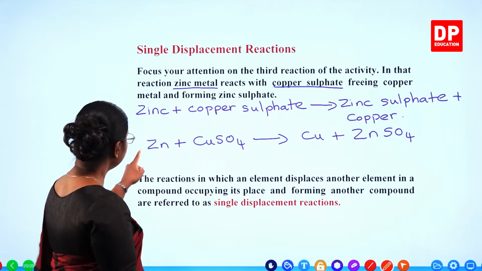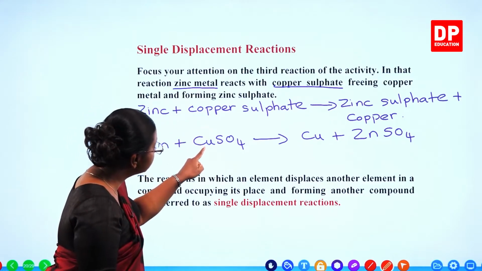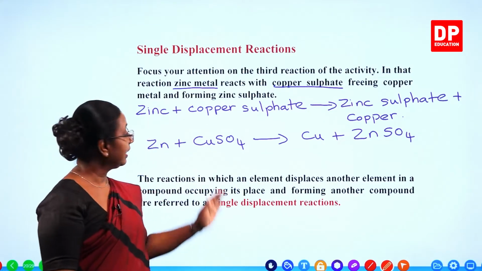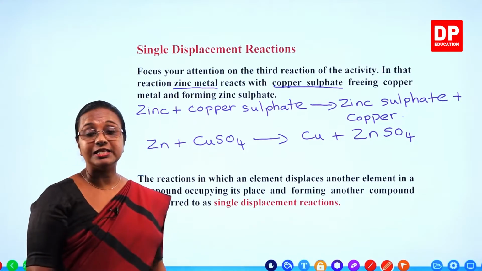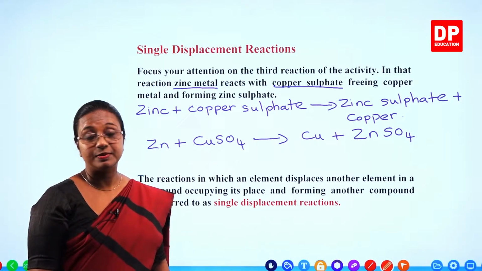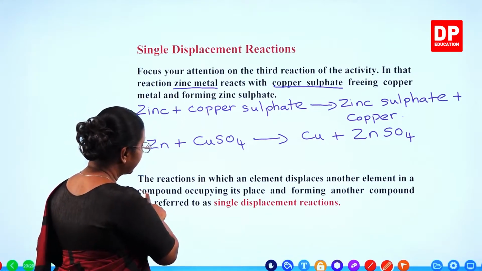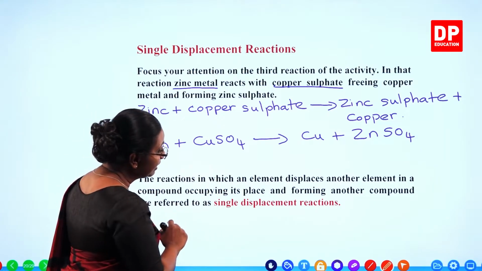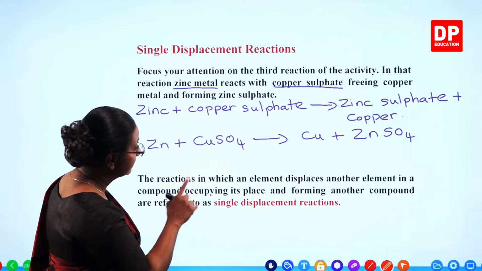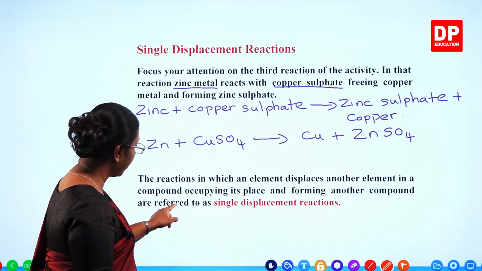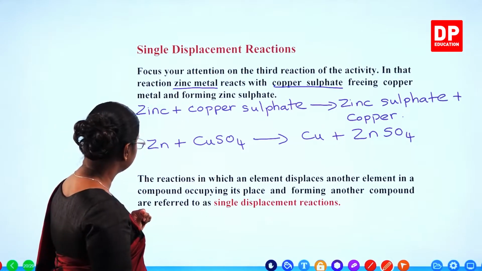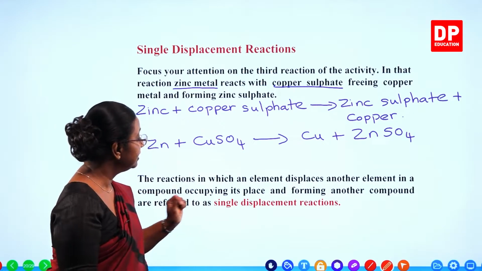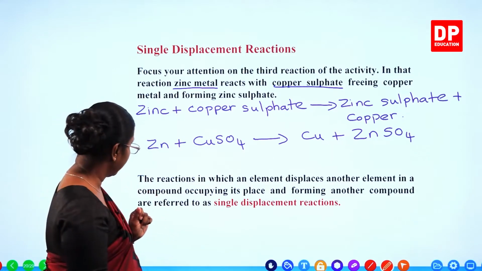sulfate. So here you can see zinc displaces copper. It frees copper from the compound. So that is why we call it as single displacement reaction. The reactions in which an element displaces another element in a compound, occupying its place and forming another compound are referred to as a single displacement reaction.